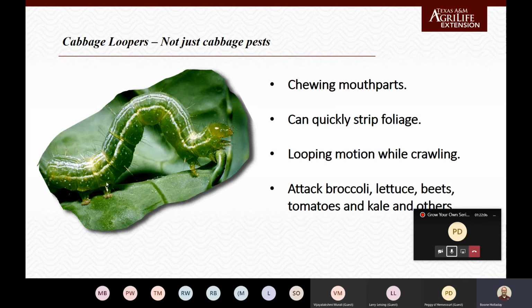Cabbage loopers, similar. This is another caterpillar larvae that will just tear up leaves. And in the case of cabbage, we want to eat the leaves, so you get a lot of holes in the foliage, and the frass, their secretions or waste, will accumulate on the leaves and down in those nodes, and it makes the leaf messy and something that we may not want to eat.